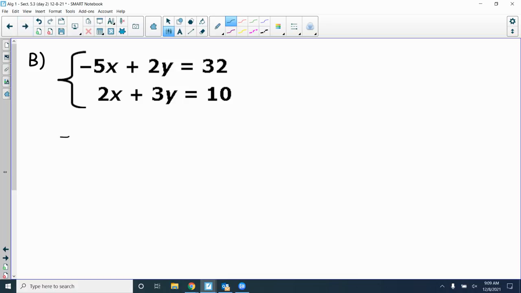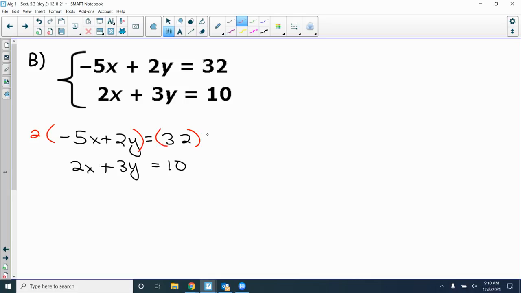So I got negative 5x plus 2y equals 32. I got 2x plus 3y equals 10. She said multiply the top one by 2, the bottom one now by 5. Okay.